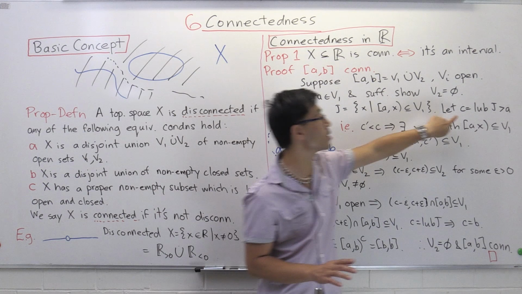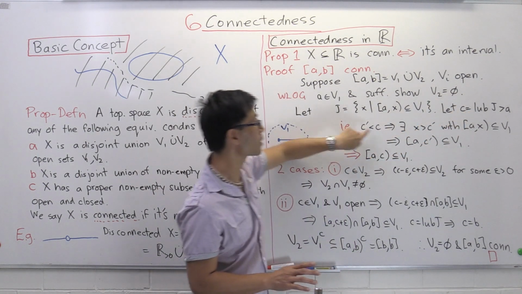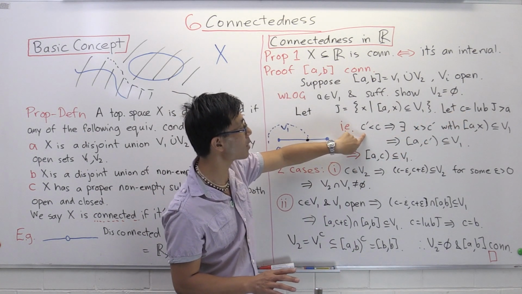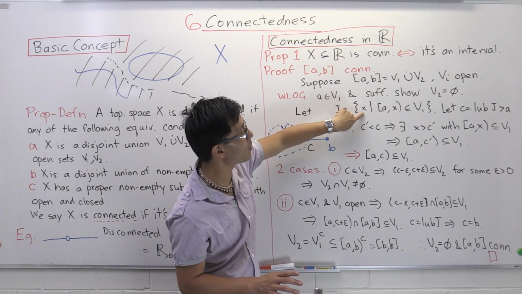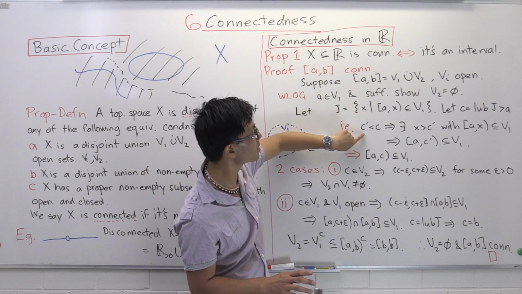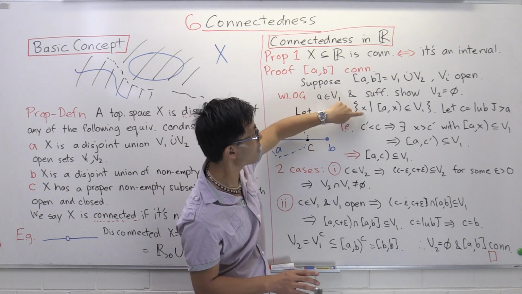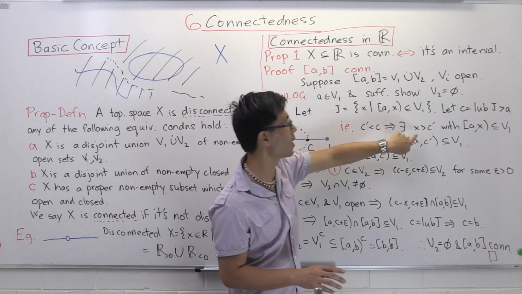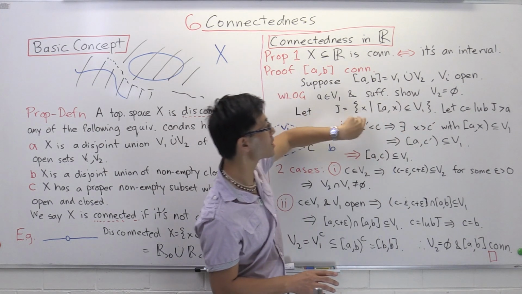Okay, because this is the lowest of all the upper bounds. So what does that mean? If C prime here is not an upper bound, that means there's some element X which is bigger than this. So this doesn't bound it above, so there must be something inside here which is bigger than that. X is greater than C prime with X inside here.